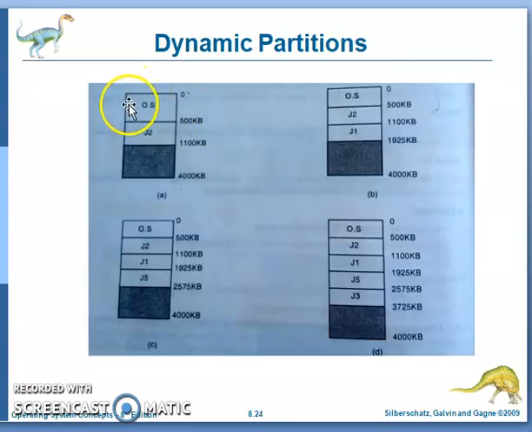Now initially the first partition of the main memory is occupied by the operating system. Let us assume that 0 to 500 KB is occupied by the operating system. The remaining entire space is used for the processes. From 500 to 4000 is available for processes.